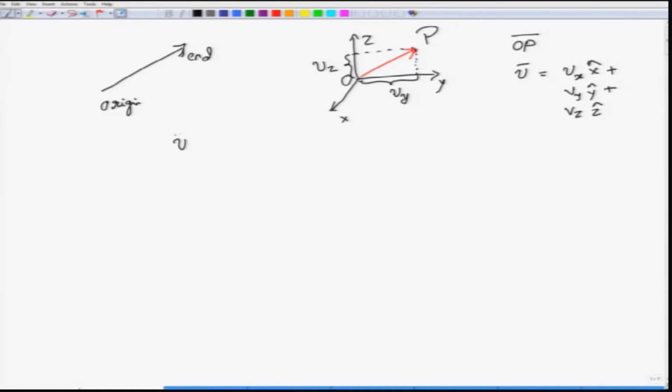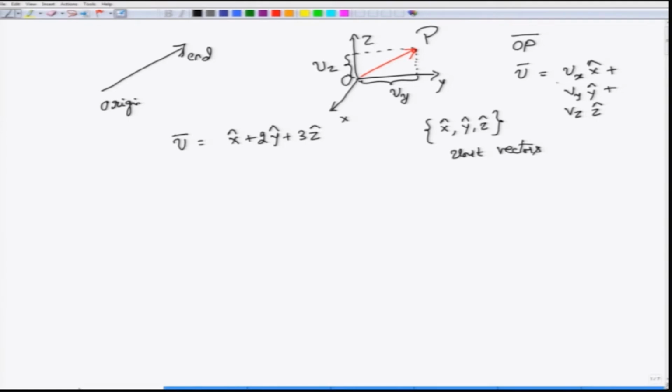An example would be a vector V given as x hat plus 2 y hat plus 3 z hat. These x hat, y hat and z hat are called the unit vectors. These vectors allow you to represent any other vector V, right. Any vector V in this 3-dimensional space can be expressed in the form of Vx x hat plus Vy y hat plus Vz z hat.